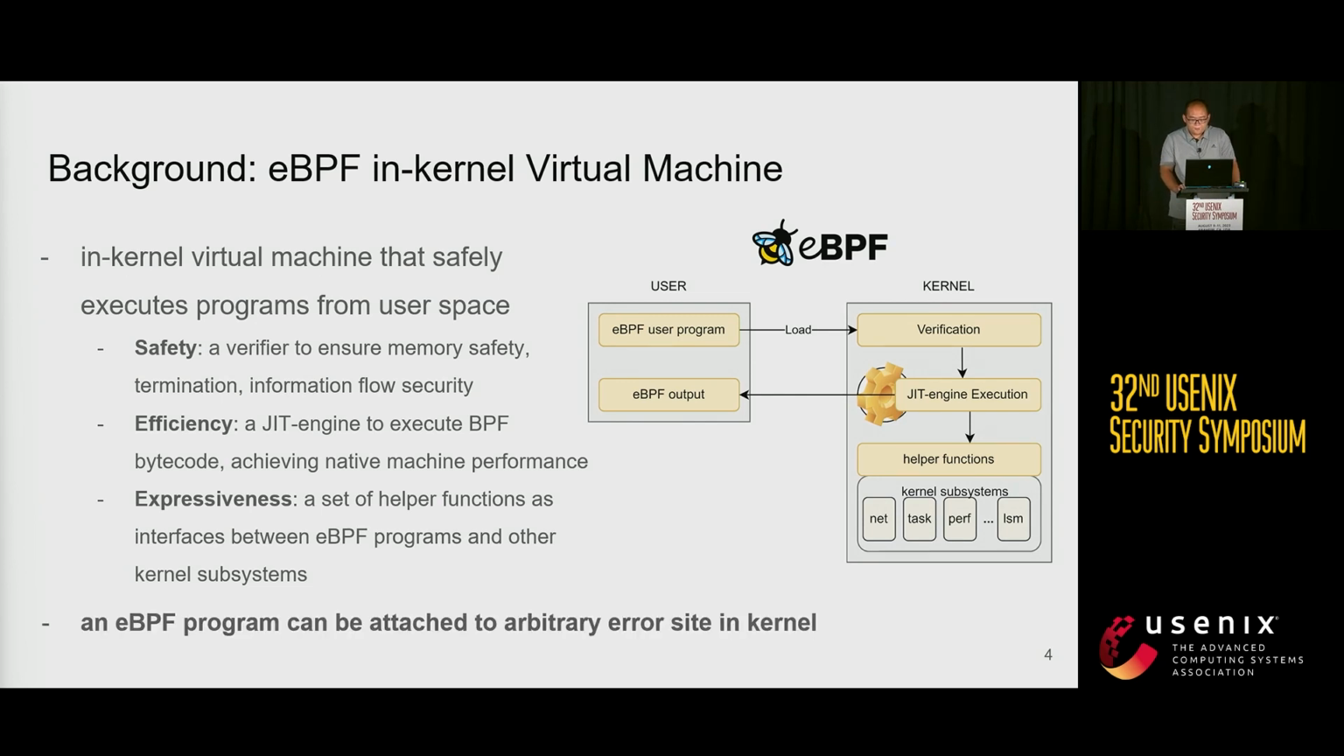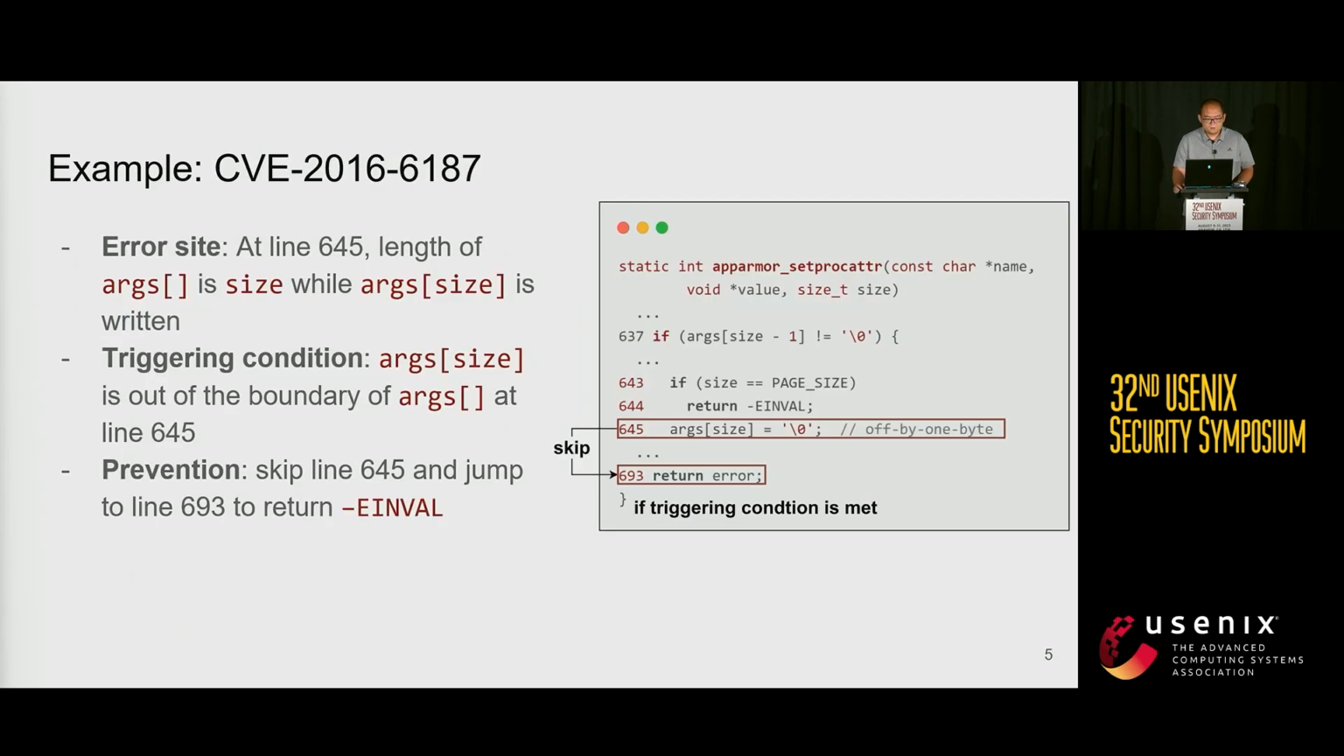Most important, BPF also provides hook mechanisms based on kprobe. It can attach to arbitrary error sites in the kernel without recompiling or rebooting the kernel. PAD leverages these powerful capabilities of the framework to detect and prevent kernel vulnerabilities with high efficiency. Next, we'll show a working example.